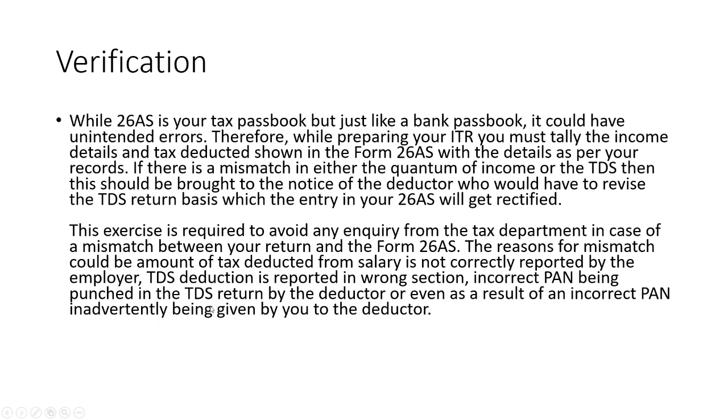Suppose there is a mistake in the PAN number, even one digit, E instead of F. By mistake, it will again show a mismatch, and then it is very much essential that the correct information is disclosed in the ITR, whatever is there in 26 EAS.